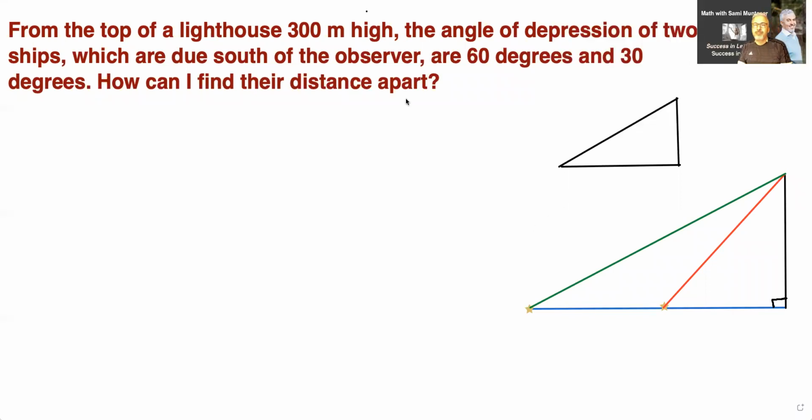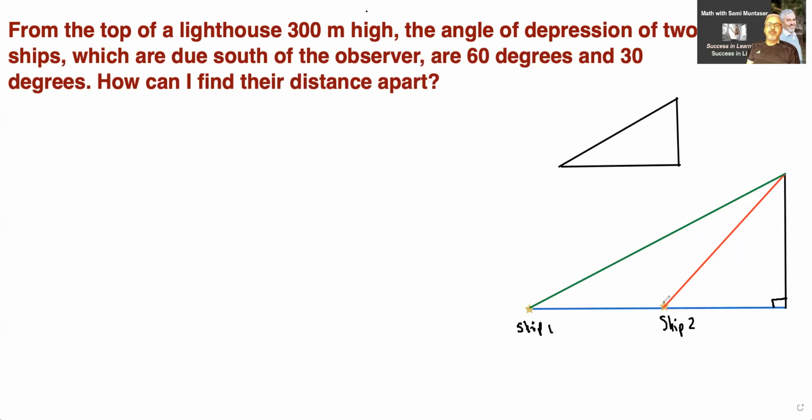Now, let's start labeling everything. So we have two ships. There's one right here. Let's call this ship 1. And there's ship 2 marked by a little star there. Now, of course, if you draw, and this is due south, it's kind of west, but just think of it as south. This is the lighthouse, all right?